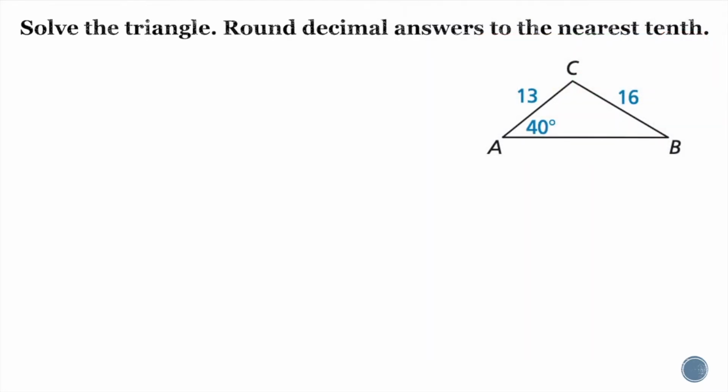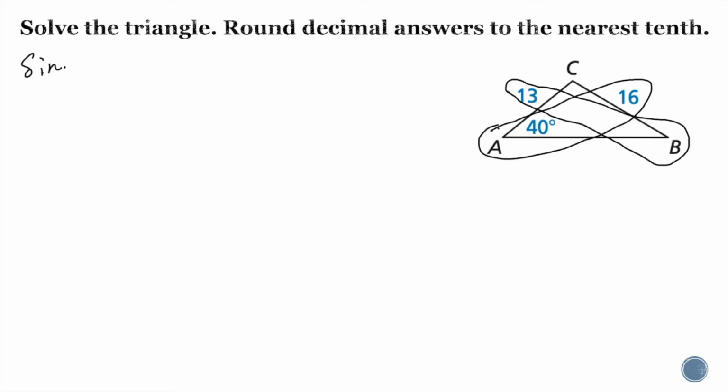So I'm going to take a look to find out what information I'm given. I have angle A and its opposite side, and I have a side length here. And I want to find the measure of angle B. So, I'm going to use sine of A divided by A is equal to sine of B divided by B.